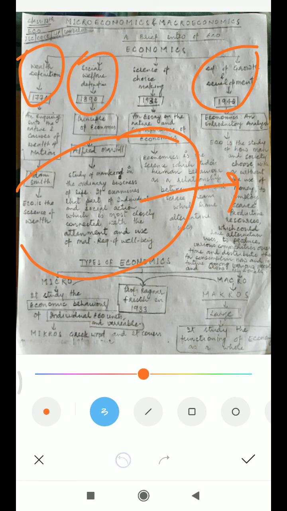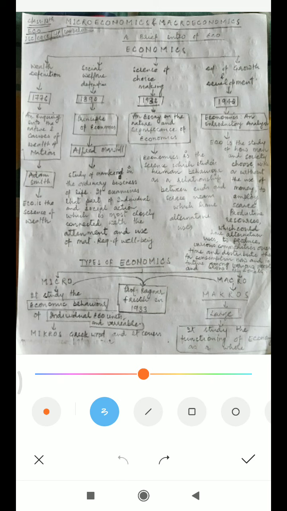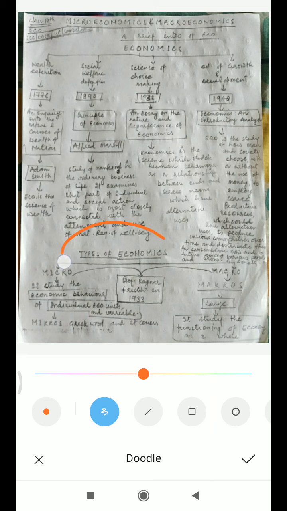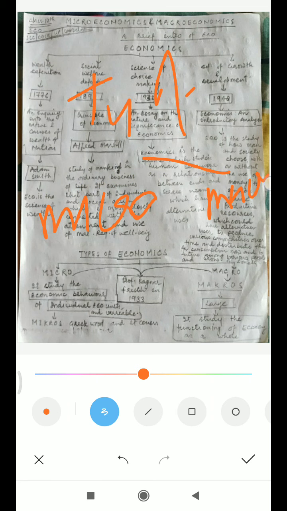In this way we can easily understand a brief introduction of economics, and we will see that economics is divided into two parts, types or branches of economics. The first one is micro and the second one is macro. Microeconomics and macroeconomics are your first chapter.